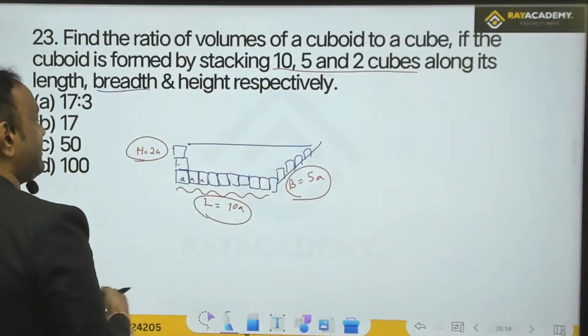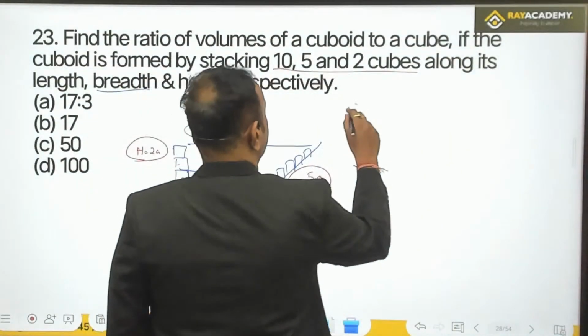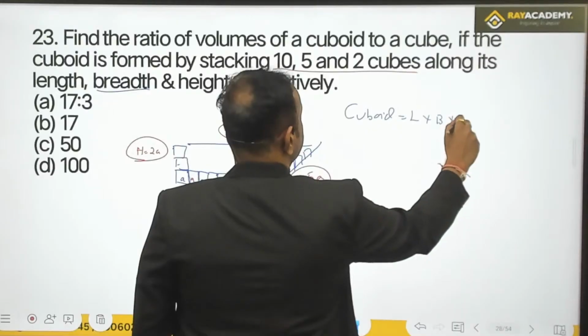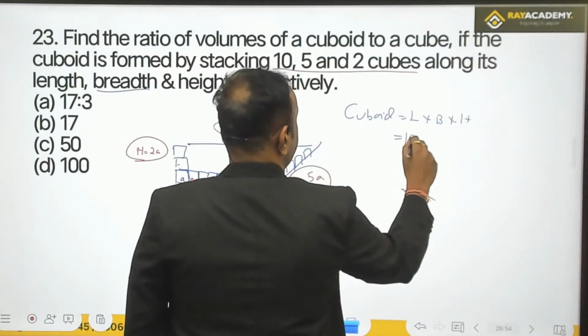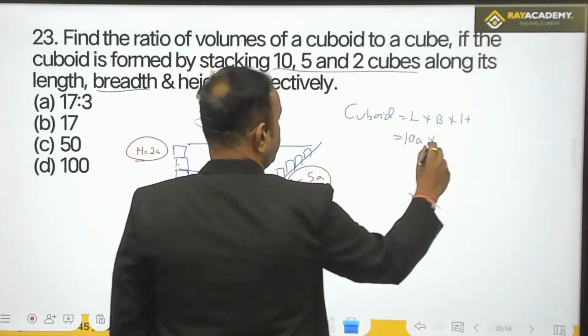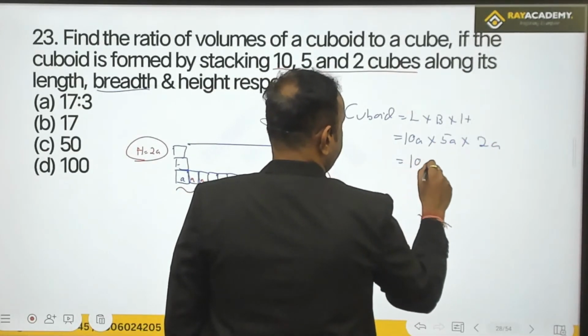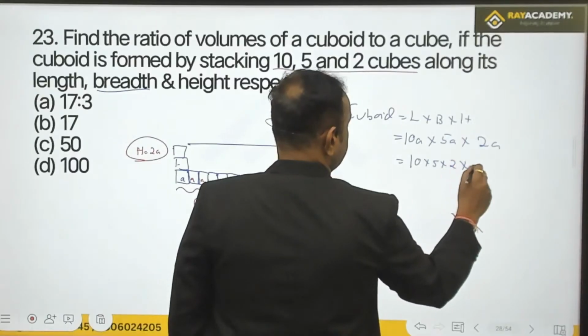So for the final cuboid that is formed, what will the volume of the cuboid be? Cuboid volume is length into breadth into height. Length was 10a, breadth was 5a and height was 2a. So this is 10 into 5 into 2 into a cubed.